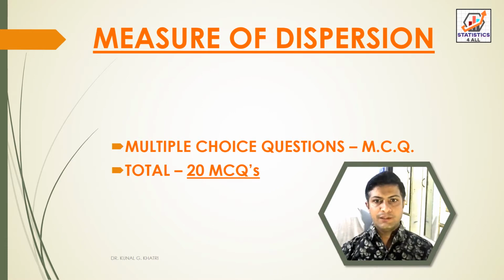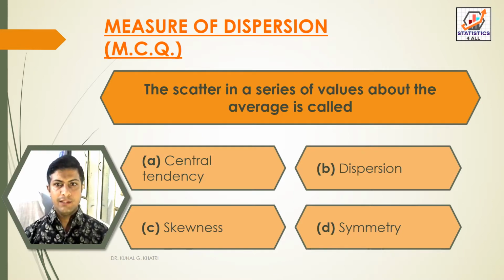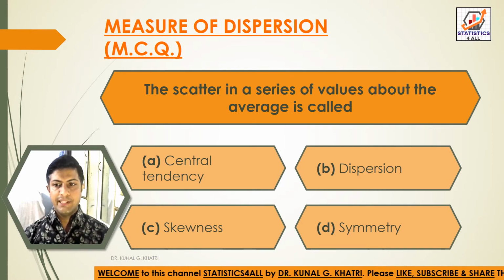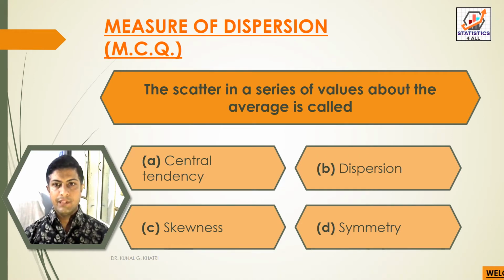Measure of dispersion, multiple choice questions, total 20 MCQs. First question, the scatter in a series of values about the average is called option A central tendency, option B dispersion, option C skewness and option D symmetry. Here we have answer option B dispersion. The scatter in a series of values about the average is called dispersion.